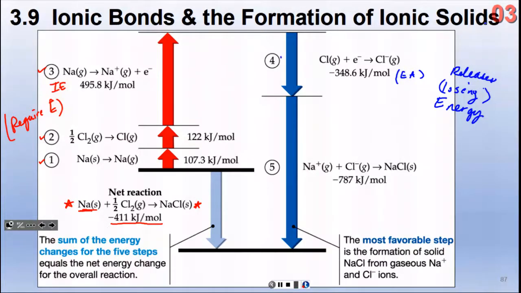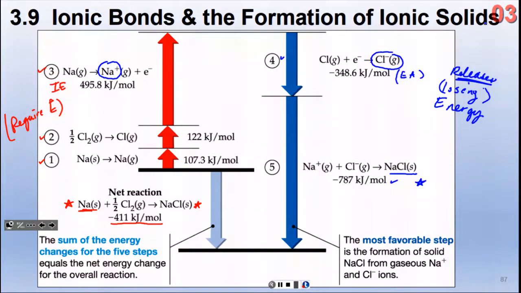That would be step number 4 of this chart. And step number 5 then is to combine the other portions. So the sodium ion from step 3 as a gas combines with the chloride ion as a gas. If you could hypothetically do this, you would end up with the product, sodium chloride solid. And there's a value for that, measured in kilojoules per mole. So the most favorable step of this, releasing energy, is the last step, where you form the solid sodium chloride from gaseous sodium and chloride ions.